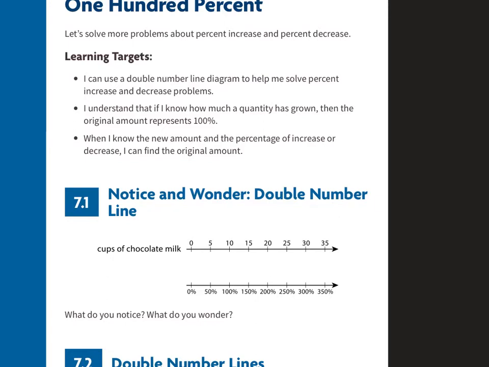I can use a double number line diagram to help me solve percent increase and decrease problems. I can understand if I know how much quantity has grown, then the original amount must represent 100%. And when I know the new amount and the percentage increase or decrease, I can find the original amount.